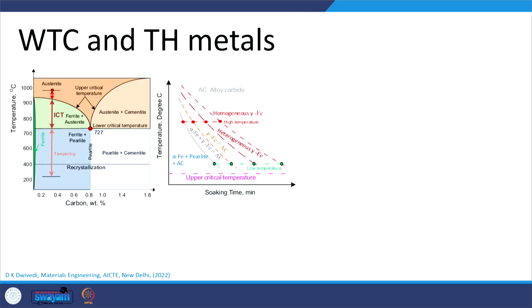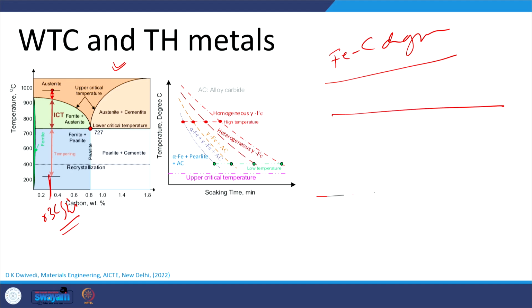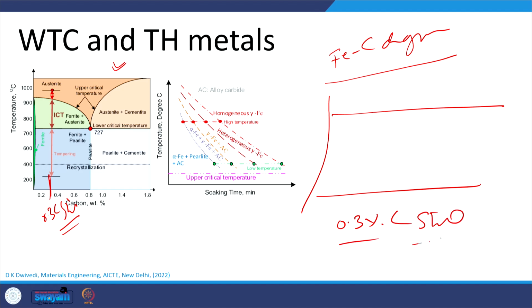About these aspects we will talk in greater detail in the coming slides. The ferrous system we can understand best with the help of the iron carbon diagram. Here is one typical iron carbon diagram for a particular carbon content, say 0.3% carbon steel. What happens when it is heated during welding? This is the 0.3% carbon steel, and this is the fusion boundary, so obviously it would have experienced a temperature greater than the melting point.